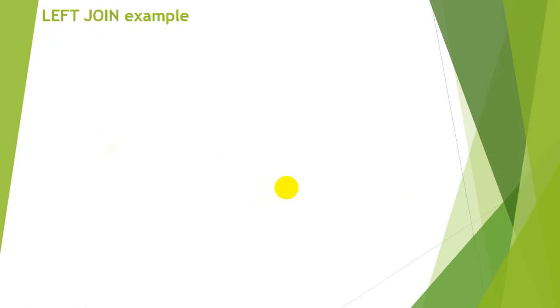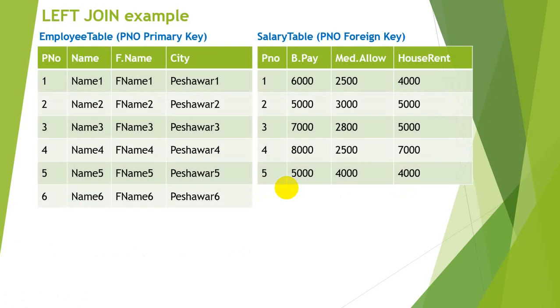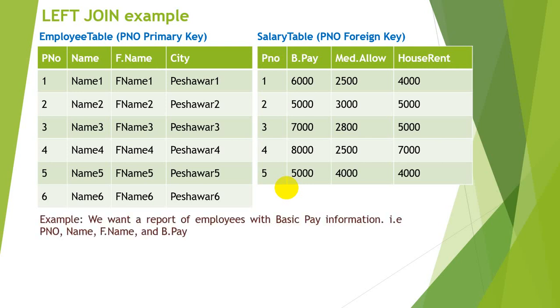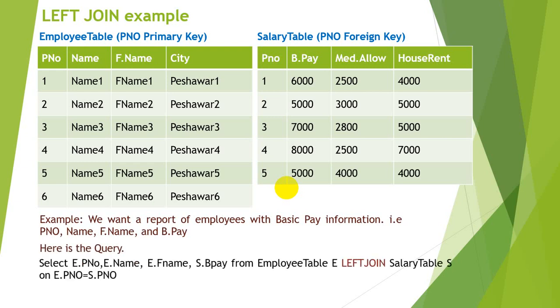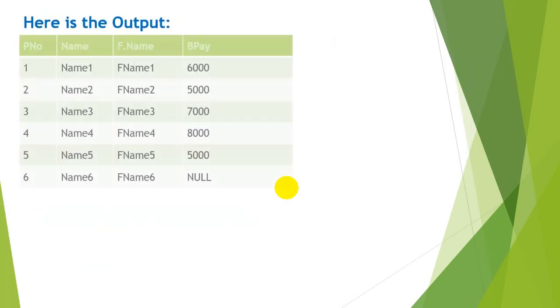So here is the example. Same tables: employee table and salary table. The primary key is person number, and person number in the salary table is a foreign key. We want to display the same report, but instead of inner join, we will use left join. So the syntax is the same as inner join. Let's see the output.